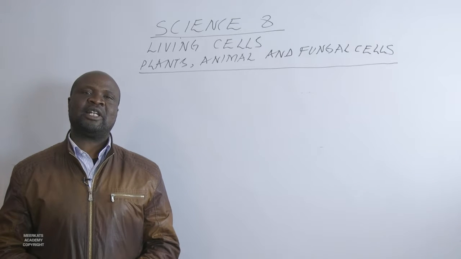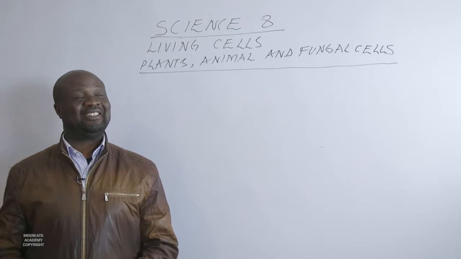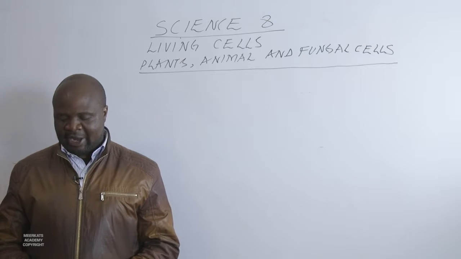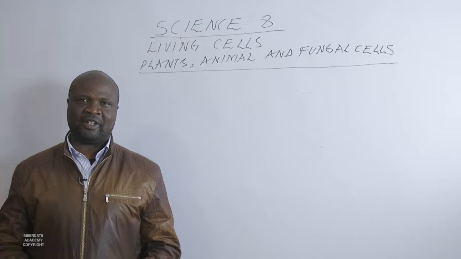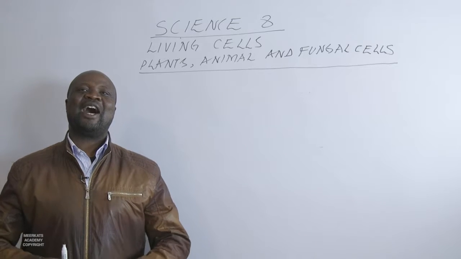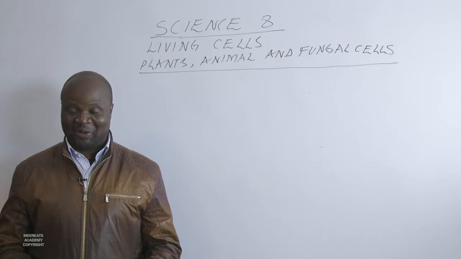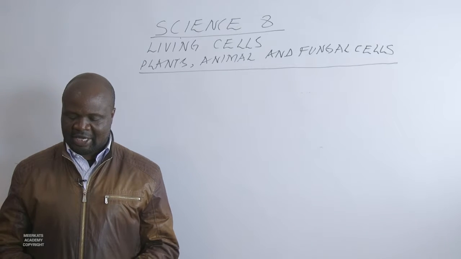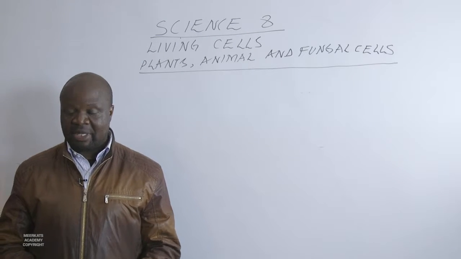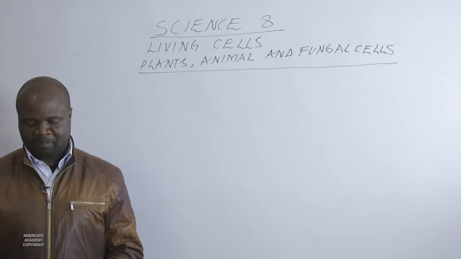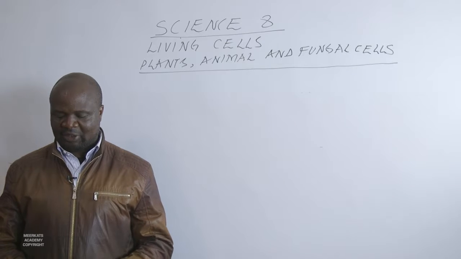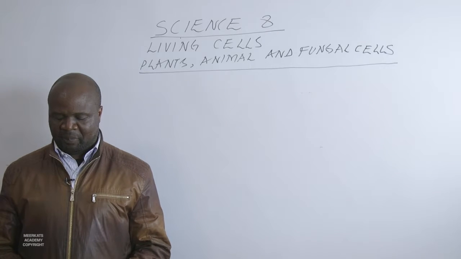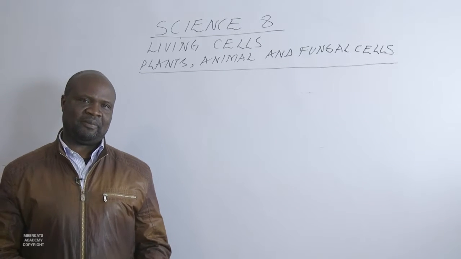Maybe today we shall start by defining what a cell is. What are cells? Cells are basic units of all living things. They normally say cells are the building blocks of all living organisms. So cells are basic units of living things. There are many different types of cells, and each type has a very specific function that only that particular type of cell can carry out.